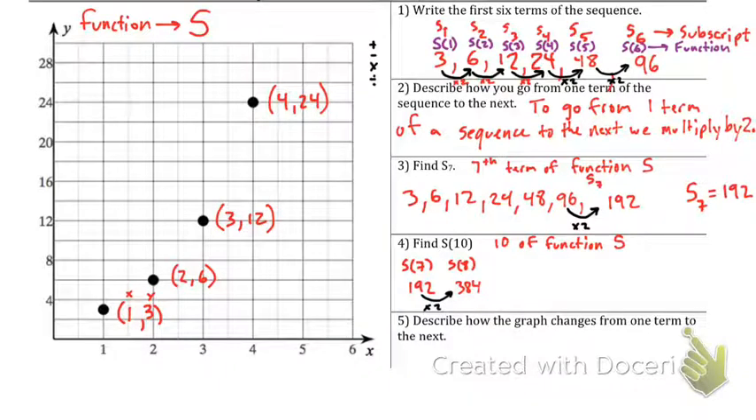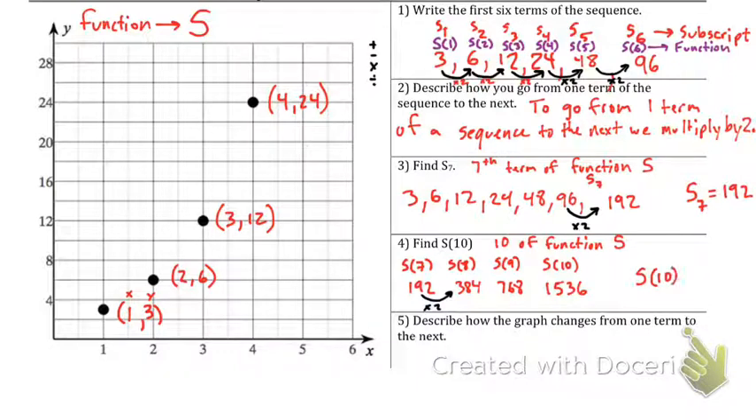Okay, we have to go to S of 10. So we need the 9th term in our sequence. So multiply again by 2, and we get 768. For S of 10, multiply by 2, 1536.